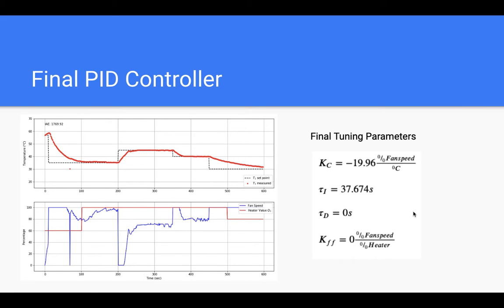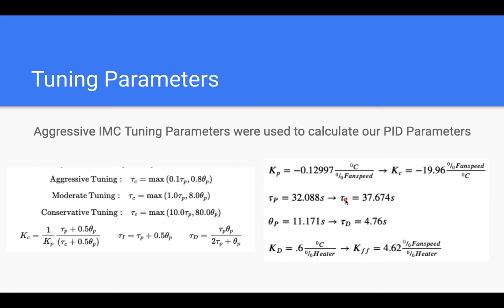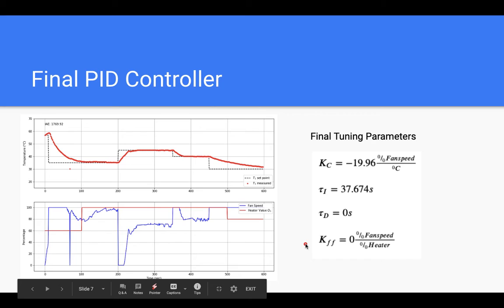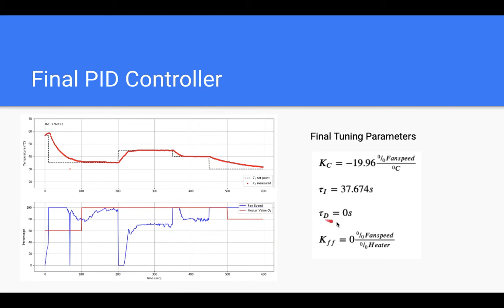So here you can see our final PID controller. As you can see here, these values are the same as these values because our original tuning parameters actually gave us really good PID parameters for this fit. However, we found out that using a feed-forward element saturated our controller and didn't give us a very good fit. And using a tau d value would actually cause our fan speed to fluctuate too quickly and also throw off our fit. So we actually got a really good fit just using a PI controller.